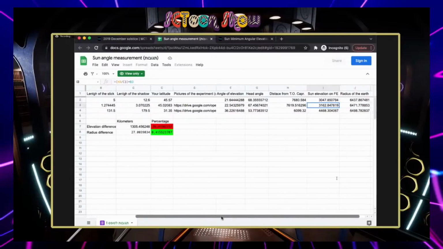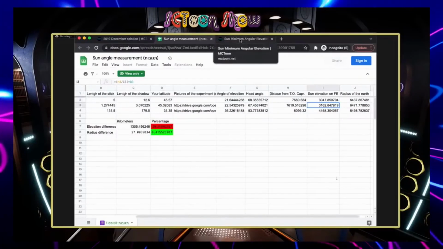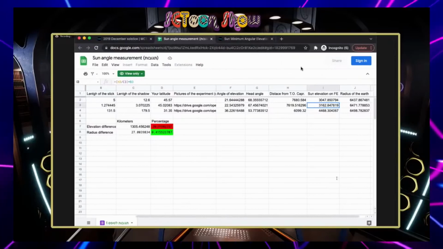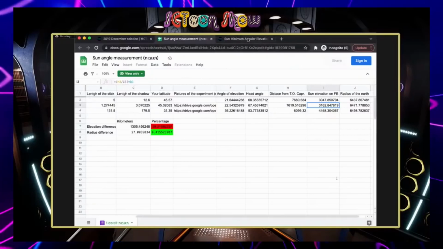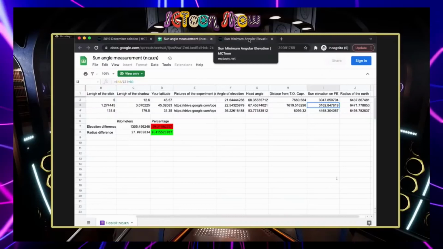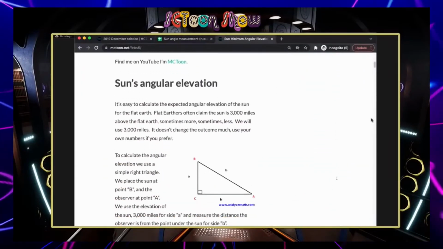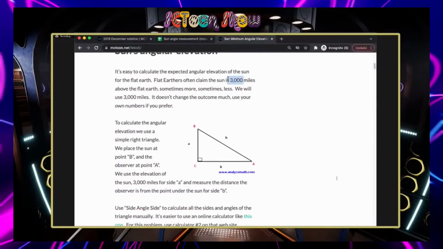It's commonly said, and this goes back to Samuel Rowbotham, that the sun is about 3,000 miles in elevation. Measuring it on the right days at mid-latitudes gives you about 3,000, assuming the Earth is flat. So what I did is I just did a little bit of triangulation. So let's take it at 3,000 miles. Right.